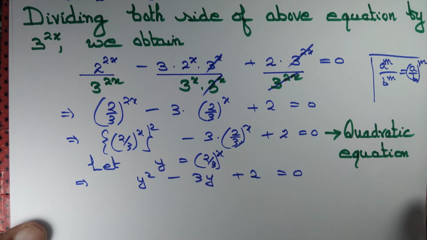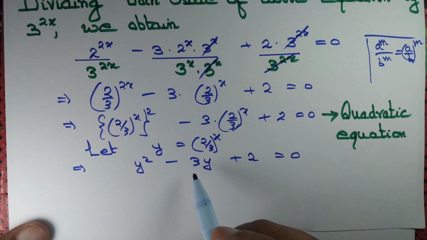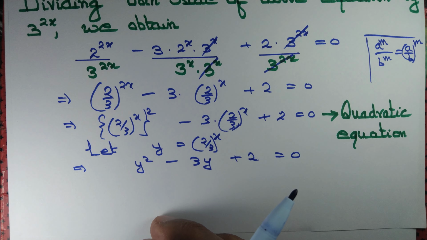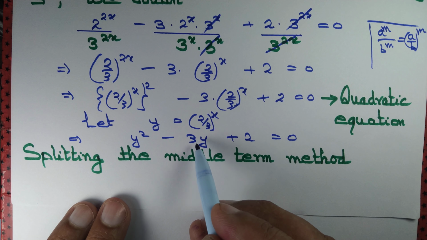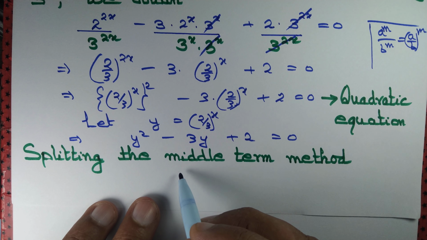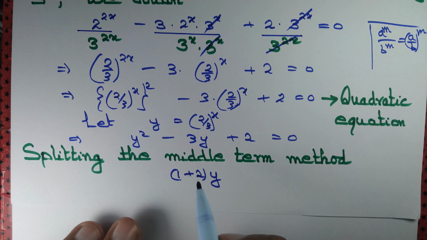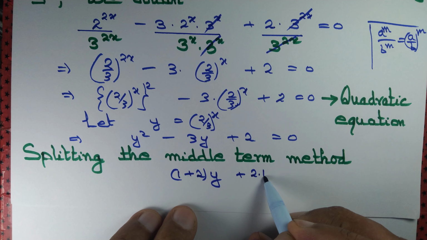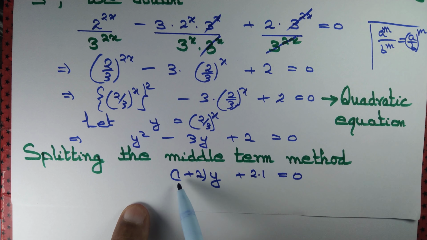Now we see that this can be factored. We can have several methods of solving it. We'll solve it by the splitting the middle term method. 2 into 1 equal to 2, and 2 plus 1 is 3. So we can split 3 as 2 plus 1 or 1 plus 2. The rest of the expression we copy as it is. 2 can be written as 2 into 1. So once again, the middle term is split as 2 plus 1.